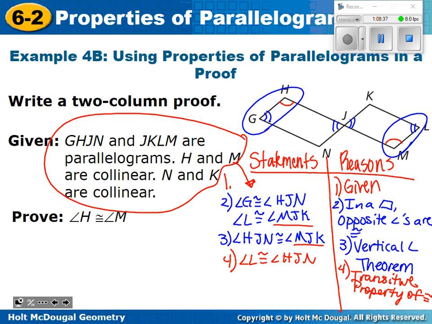And then notice now we have HJN's congruent to L and HJN's congruent to G. So what does that mean? L is congruent to G. And if L is congruent to G, how did we get that? L was congruent to HJN, G was congruent to HJN, so L was congruent to G by transitive property again. Just did the same thing again. Transitive property of congruence.